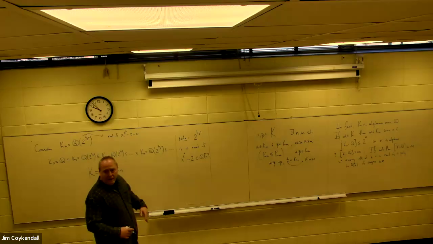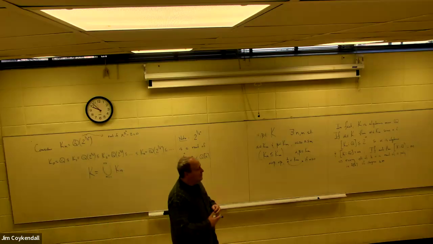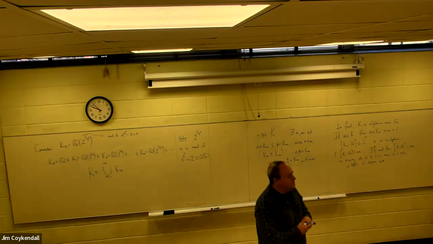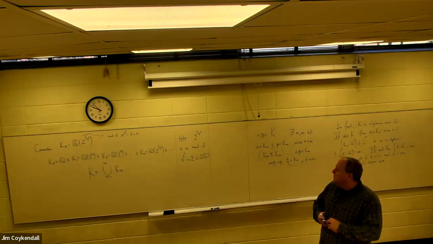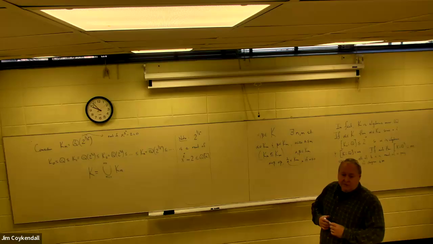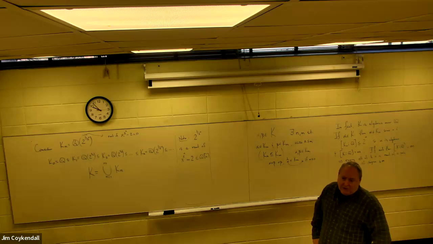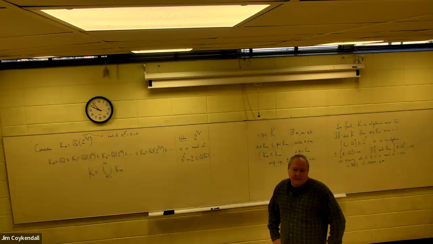This K right here is a good example of a field that is algebraic but not finite dimensional. And it is not all the reals. It's not all the reals because, in fact, this is countable, right? Because it's a countable union of countable sets.